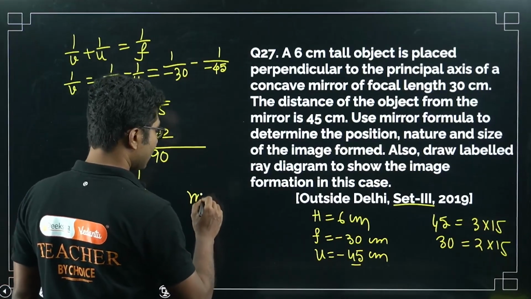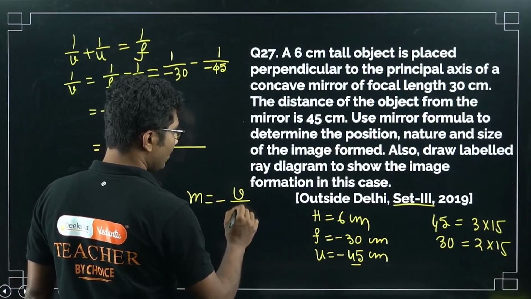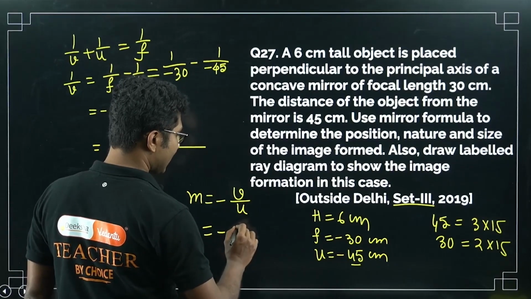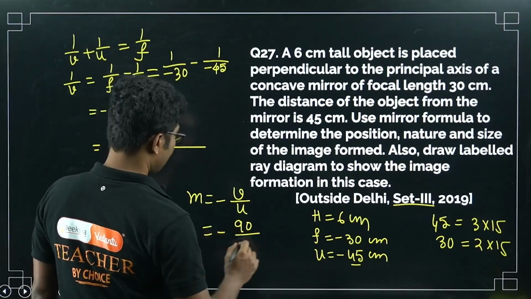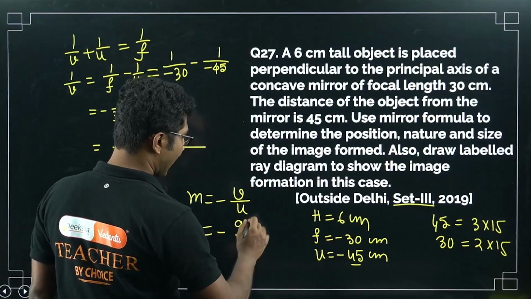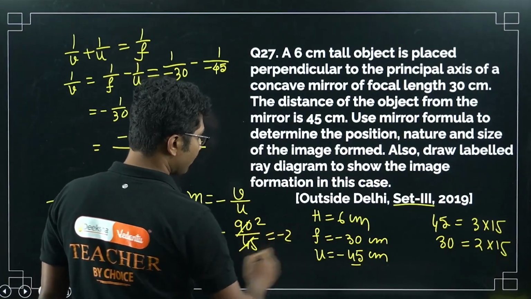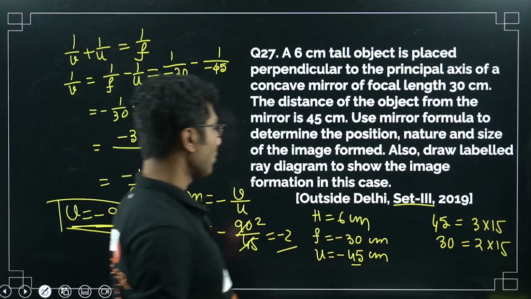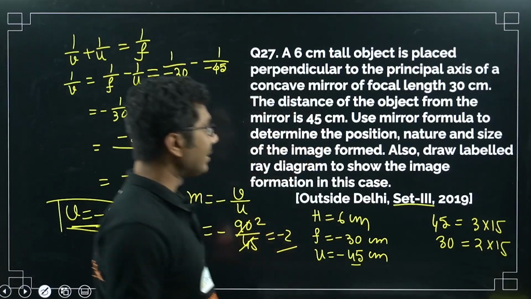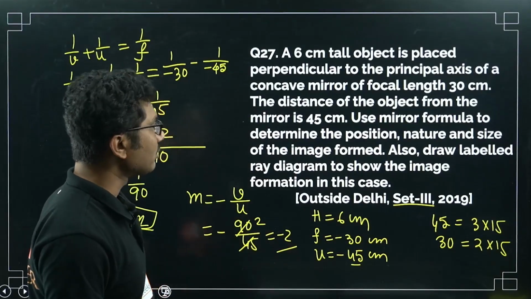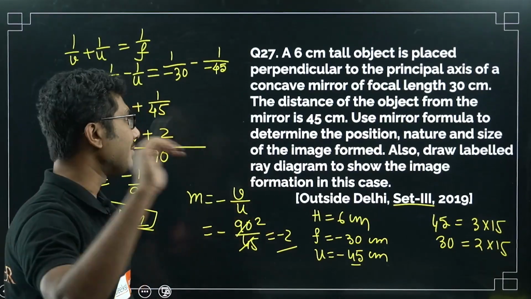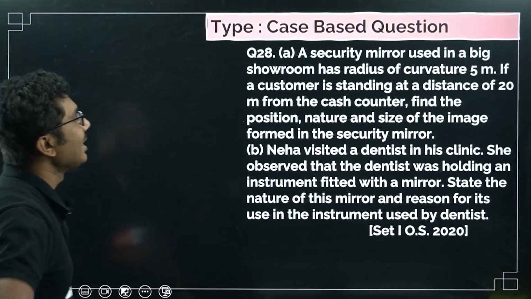Magnification for mirror is minus v by u. So you can calculate the magnification as well. Minus 90 divided by 45, both are negative, so they cancel, so we get minus 2. So magnification is minus 2. You can calculate whichever way you want. Also draw a ray diagram. Concave mirror I have already drawn, not going to discuss now.